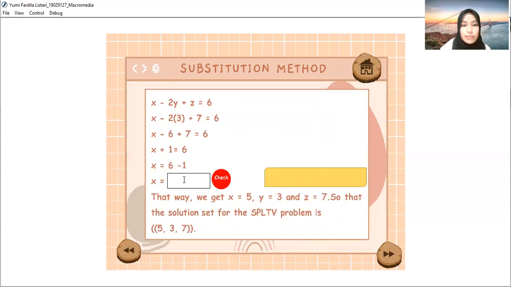This is the same as the previous slide. x equals 6 minus 1. So x equals, the correct answer is 5. If the student clicks the check button, the answer is correct. If the student fills in 9 and clicks the check button, the answer is incorrect. If the answer is correct, the student can click the next button.